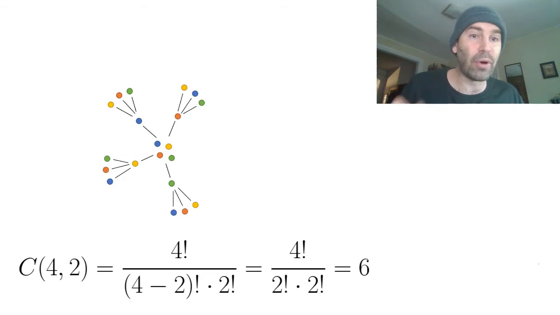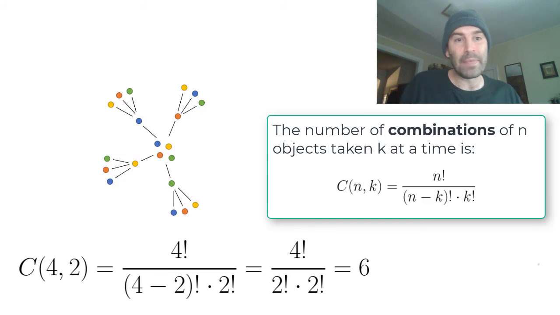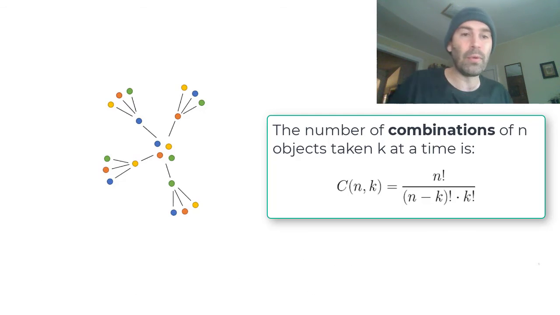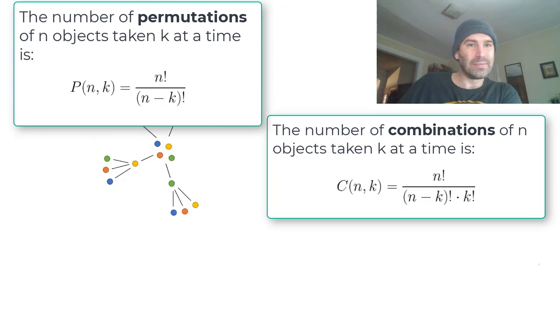The general formula for this is to take the same formula for permutations, which is n factorial divided by n minus k factorial, but then divide also by k factorial to make that correction factor. So this is the number of ways we take k things from n things when order does not matter, and that is a combination. So we've talked about 2 things here: permutations, when order does matter, and combinations, when order doesn't matter.